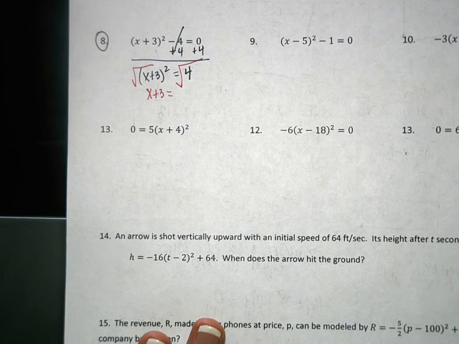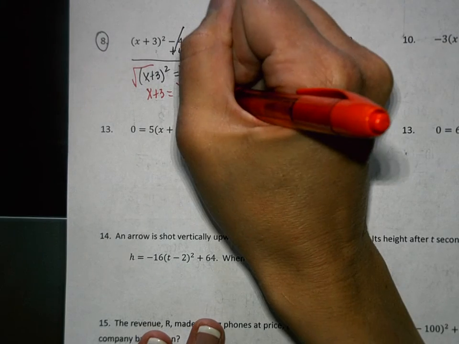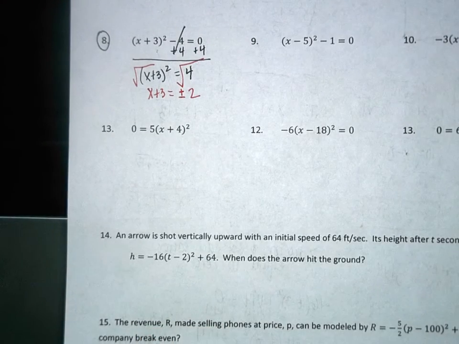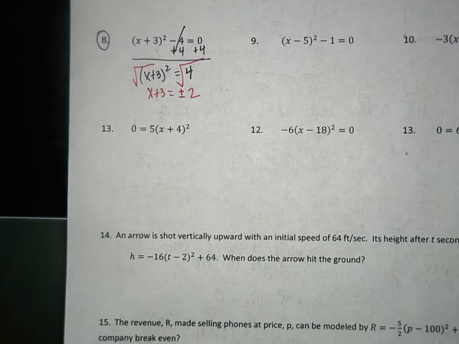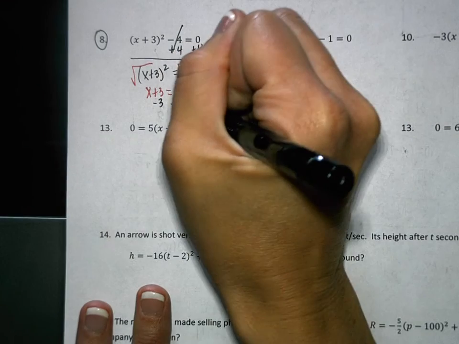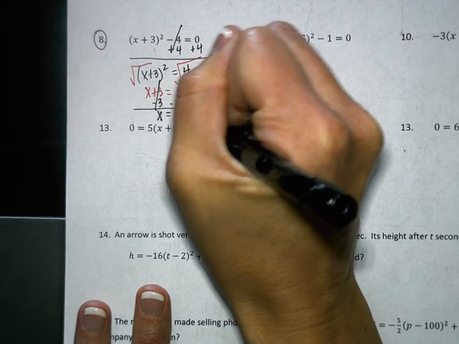Not 2, not 4, 1. Not 1. 3. No. Thank you, Jennifer. Plus or minus 2. Oh my. Okay, what will I do now? Good. Subtract 3. And so I have x equals negative 3 plus or minus 2.